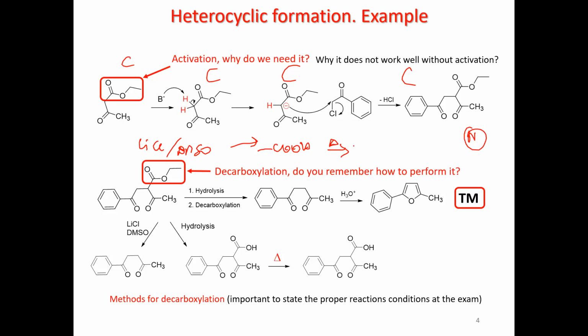Remember that to decarboxylate this position, you must have a carbonyl in beta. If you have a carboxylic acid and this one is an aliphatic group, this one will stay. It's not easy to decarboxylate this one.